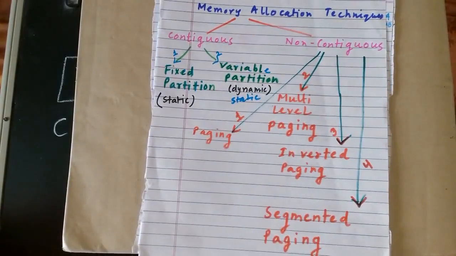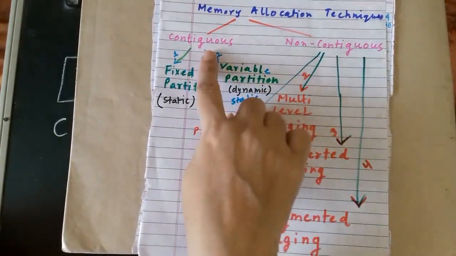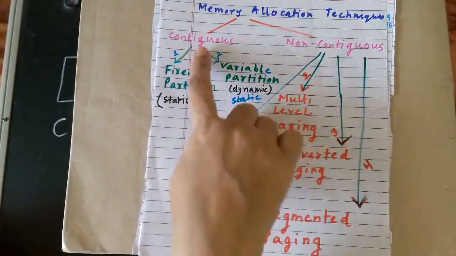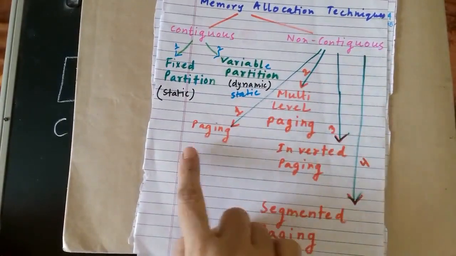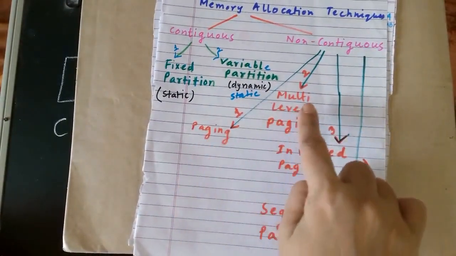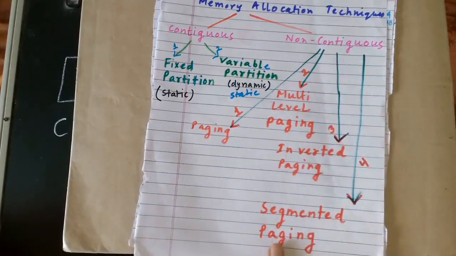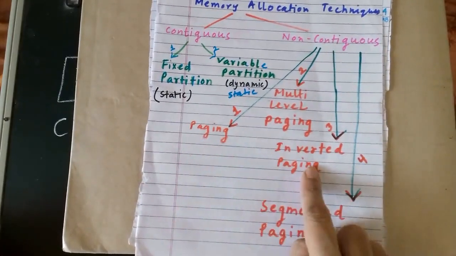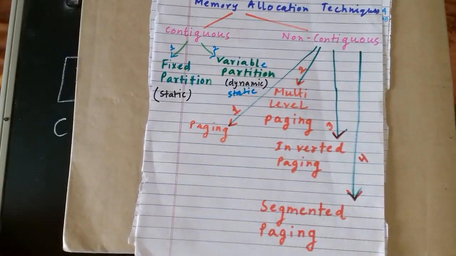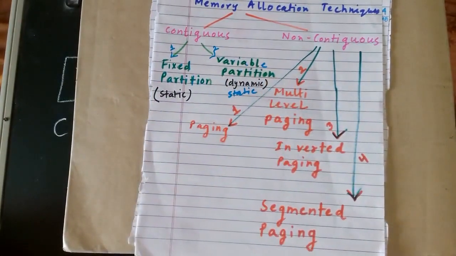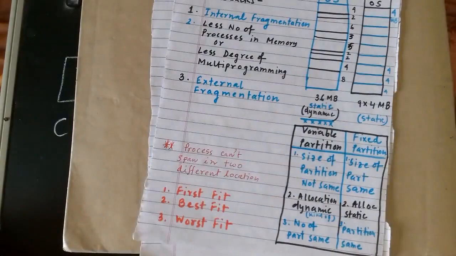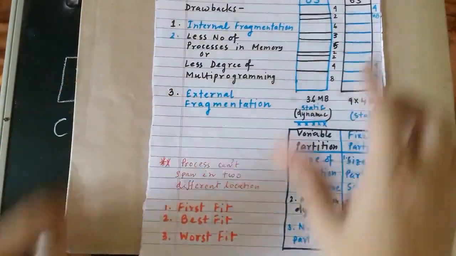So memory allocation technique is divided into two parts, contiguous and non-contiguous. Contiguous is divided into fixed partition and variable partition. Non-contiguous is divided into 4: paging, multi-level paging, inverted paging, and segmented paging. Paging, inverted paging and segmentation are very important for the exam. Fixed partition also has some very important parts, which we will discuss one by one. First we will see the contiguous memory allocation technique.